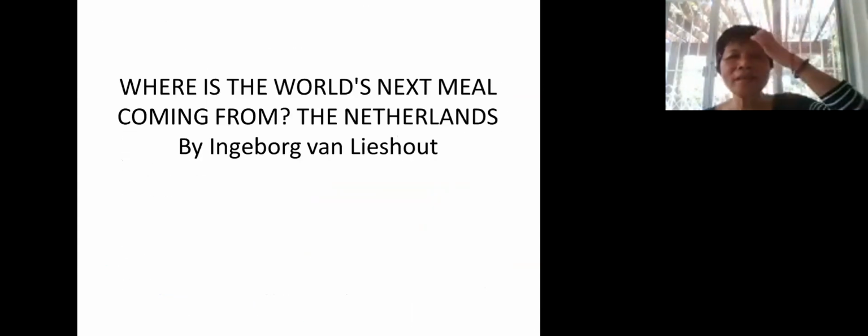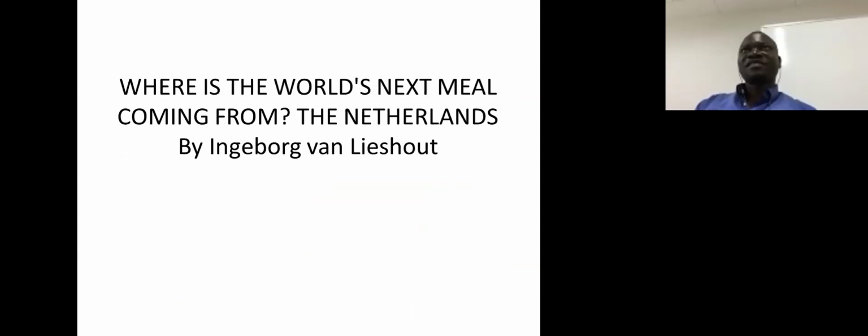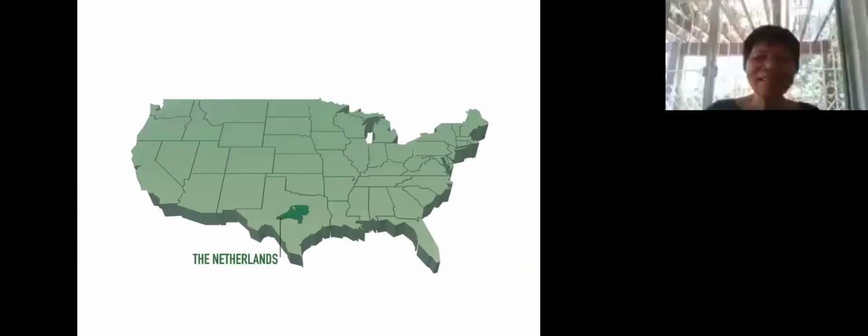Where is the world's next meal coming from? According to this author, it's in the Netherlands. Can you see this? Yes. Can you see it? Okay. Right, that is the Netherlands. If this is the United States, the Netherlands is only a small portion of Texas. This is Texas. The Netherlands is only about one tenth of Texas.